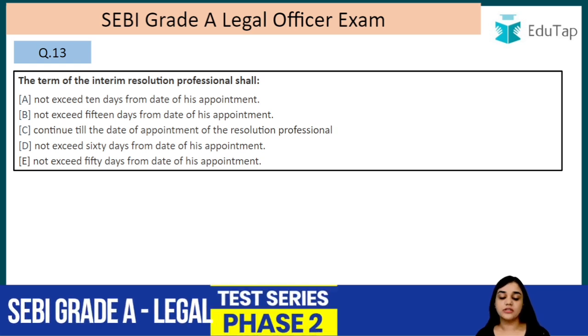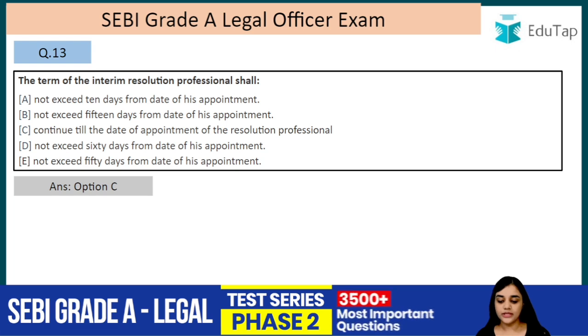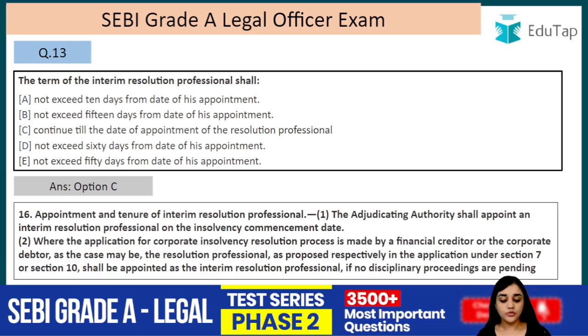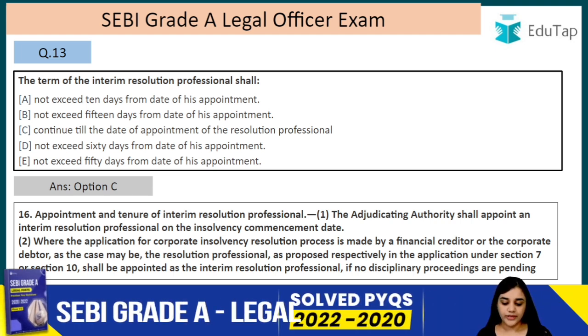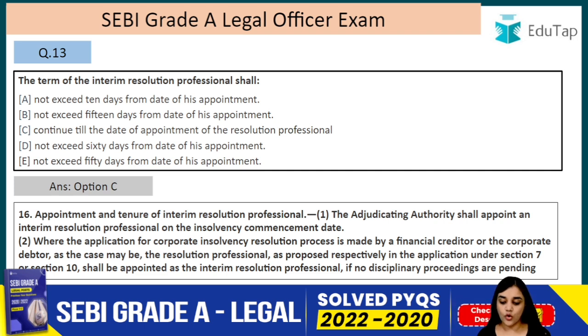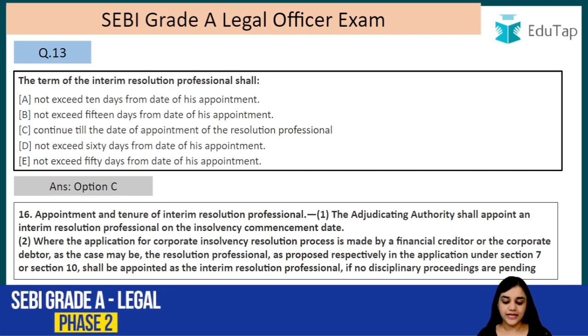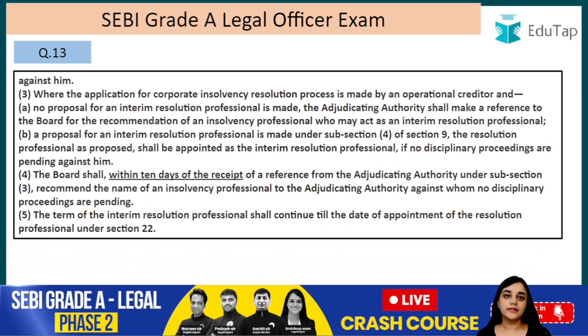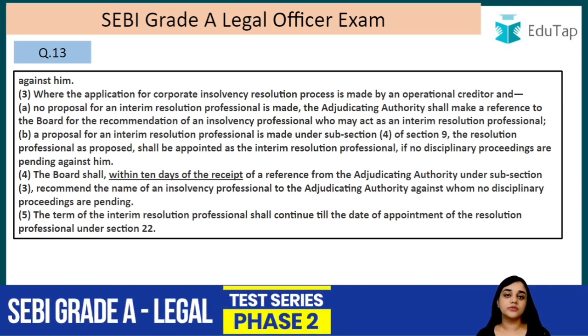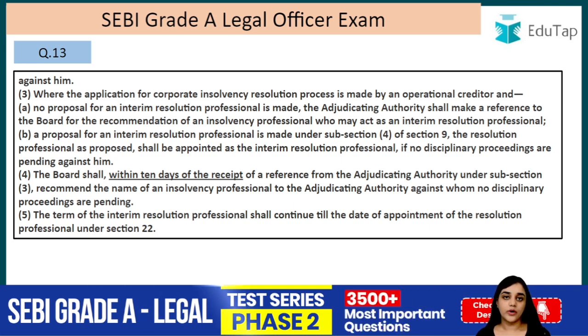The term of the interim resolution professional shall, this also we have done, continue till the date of the appointment of the resolution professional. The adjudicating authority shall appoint an interim resolution professional on the insolvency commencement date, where the application for the corporate insolvency resolution process is made by the financial creditor or the corporate debtor, as the case may be. The resolution professional, as proposed respectively in the application under section 7 and 10, shall be appointed as the interim resolution professional if no disciplinary proceedings are pending against him. I have told you that in case of the financial creditor and the corporate debtor, it is mandatory for them to provide this name, and if no disciplinary proceedings are going against him, he will be appointed as the IRP, right?